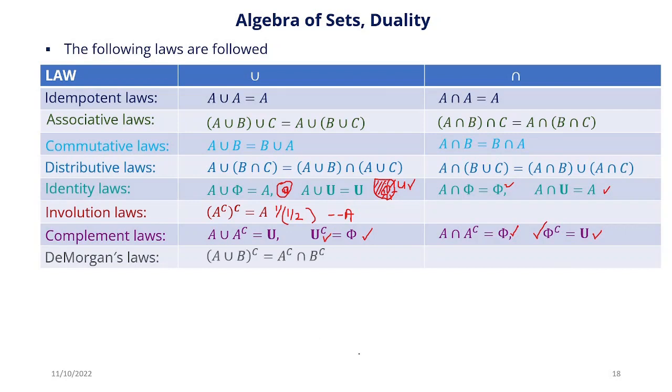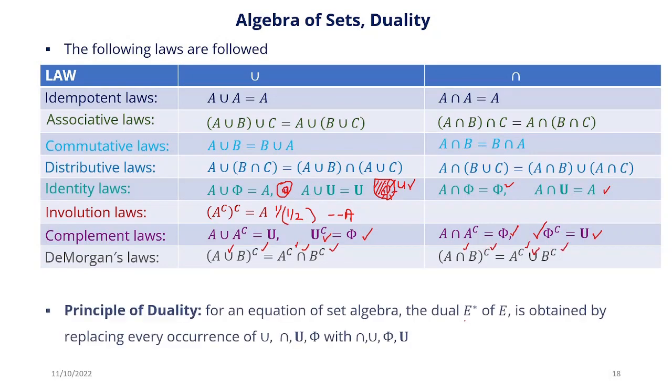Now we have De Morgan's laws. A union B complement is A complement intersection B complement. You can prove this. A intersection B complement is A complement union B complement. So just take note of De Morgan's laws. When you have a union and a complement, it changes to intersection and separate complements. And when you have an intersection and a complement, it changes to a union and separate complements. Prove it using two sets.